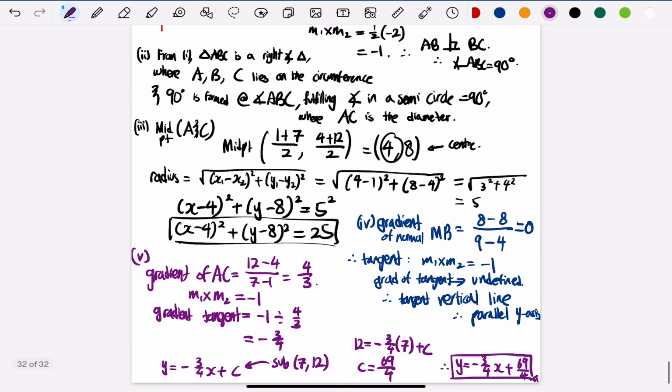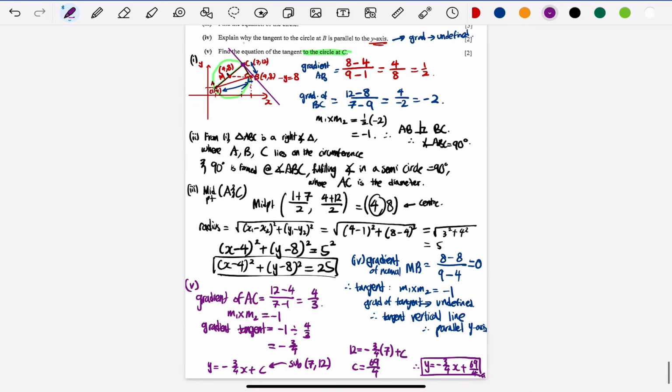Okay, so this is how you do the circles question. The diagram will help you out a lot, so make sure you draw it out. And yeah.